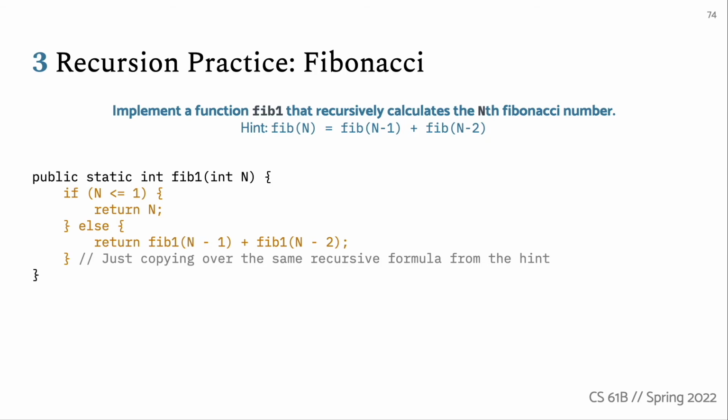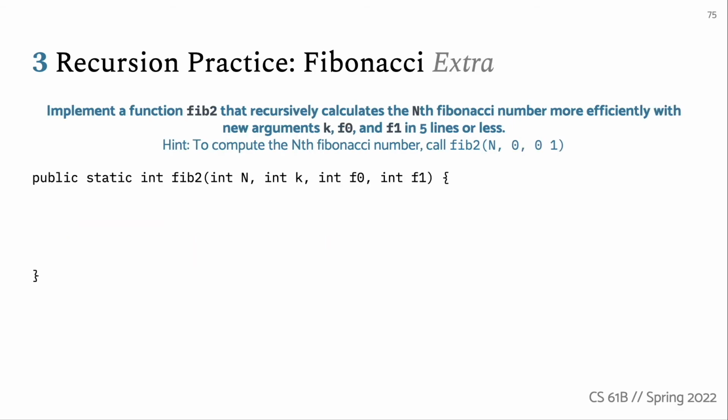So I basically gave you the recursive formula up in the hint. And so all you have to do is plug that in, return fib(n-1) plus fib(n-2). Now, if you're looking at this, you could probably tell that this is not the most efficient way of calculating the Fibonacci sequence. You will be recalculating numbers a lot. So for the extra problem, we're going to try to make it a little bit better.